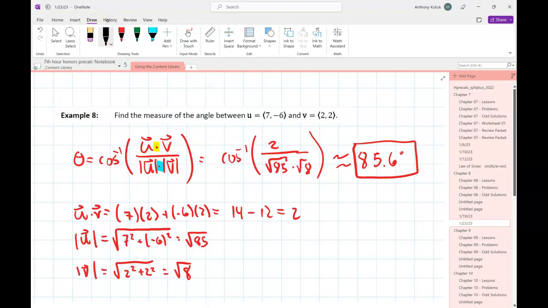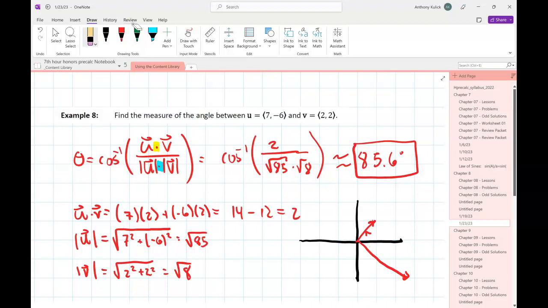Is everybody okay with what I did there? A real basic check you can do is just plot the two vectors and eyeball. So I don't know, 7, -6 would be there. 2, 2 would be there. That look like 85.6 to you? As near as I can tell, seems perfectly reasonable.